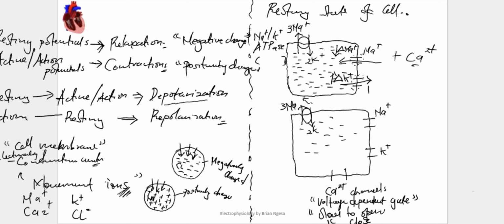We've said that anytime you are extruding 3 sodium out and admitting 2 potassium in, it is just like you are losing 1 positive. And eventually, if this movement is constant, our cell will become more and more negative, unless we reset it by the action potential that normally occurs.